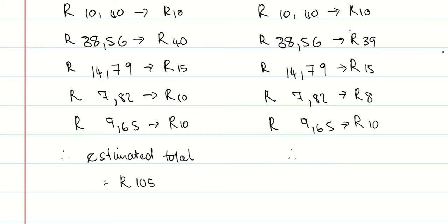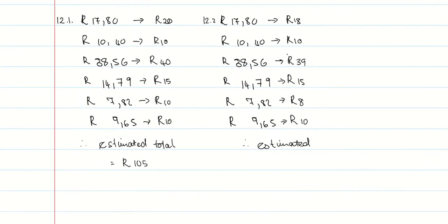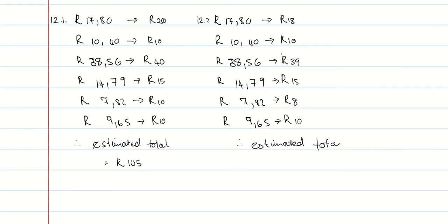Alright, so we can add everything up there and then we get our estimated total. So we write out the estimated total. Who has an answer for me? Well done. She says 100 rand. So that's my estimated total.